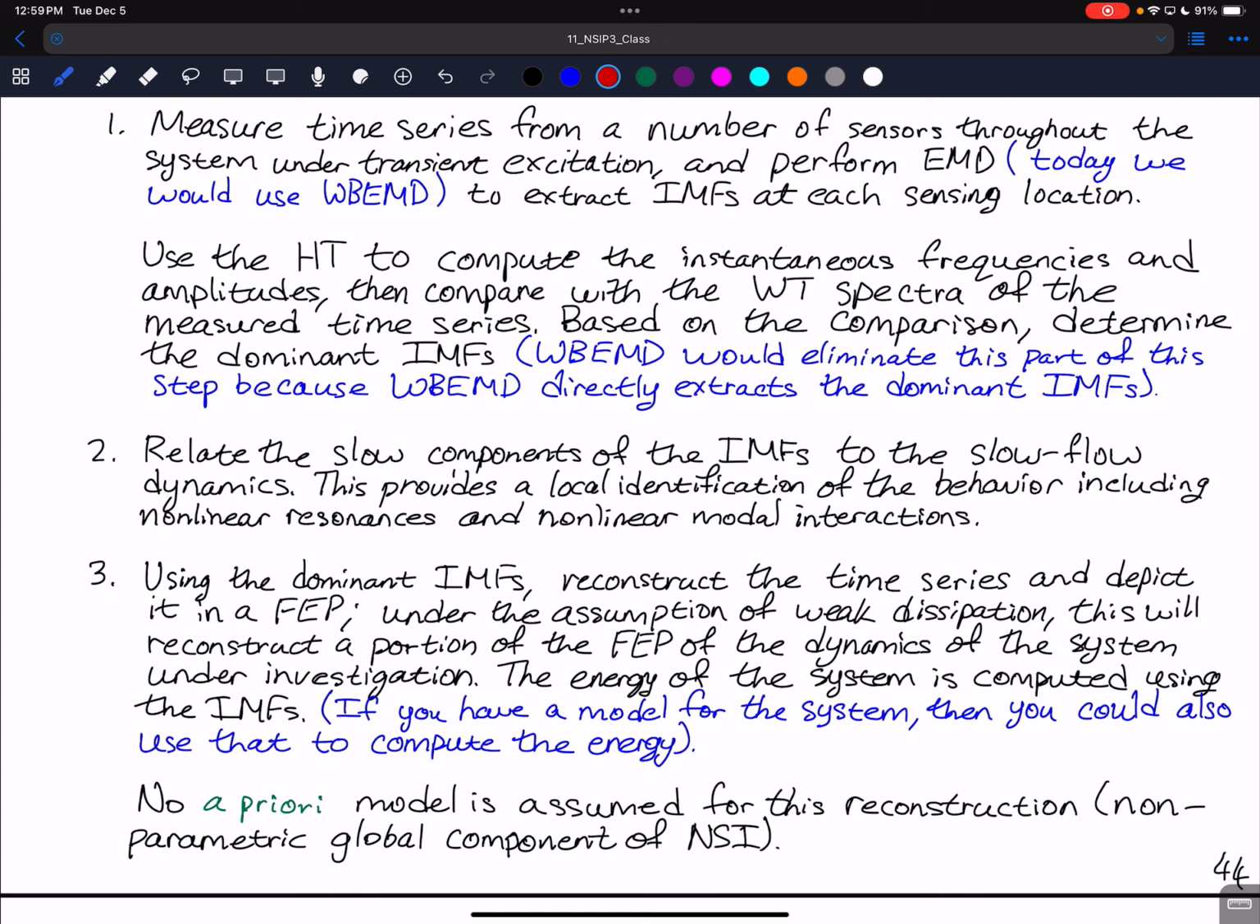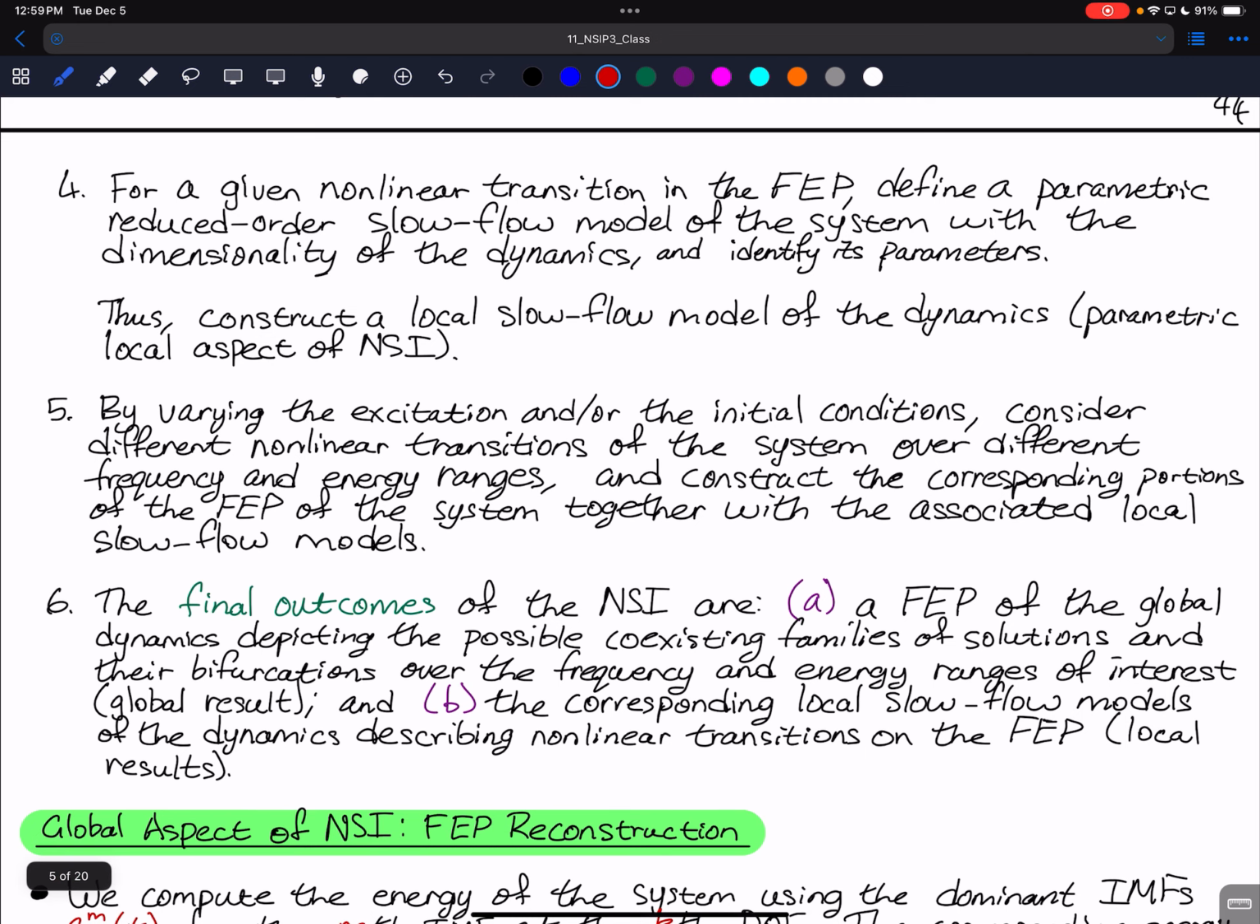Okay, so step 4 is once you have a nonlinear transition in that FEP, you can then define a parametric reduced order slow flow model, and then you identify the parameters for that model. This then gives you a local slow flow model for that dynamics. This is what we would call the parametric local aspect of the nonlinear system identification.